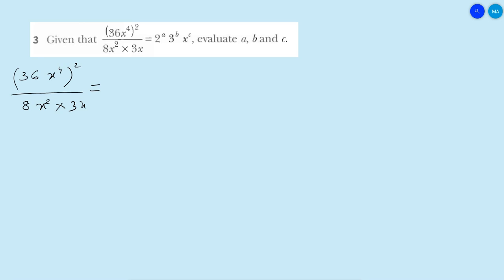So this is 36 x^4, to the power 2. Apply this square on both the numbers. This is 36 squared into x^(4×2) upon, see this is 8, 8 3s are 24, into x, this is x^2, so 2 plus this x has nothing as power, it means 1.